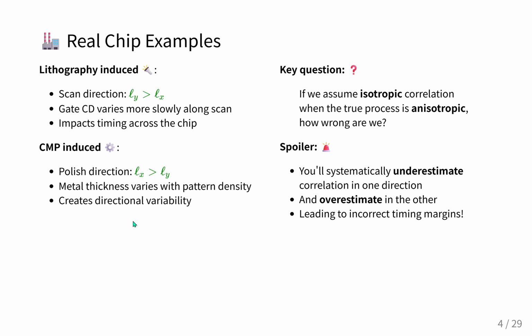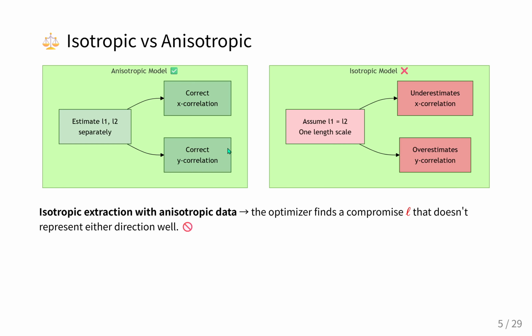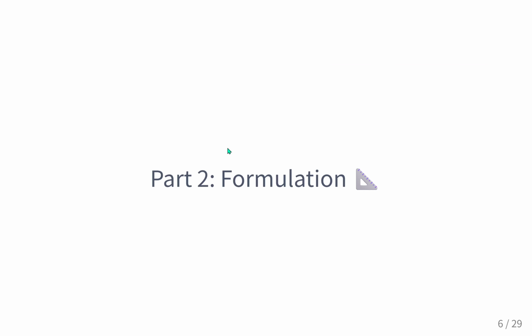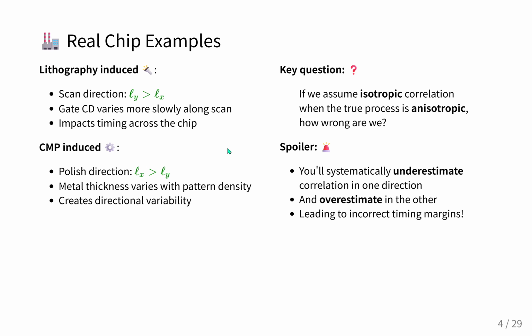Now that we understand these chips have a physical bias, like a longer correlation in the Y direction from the scanner and variability in the X direction from the polisher, we have to look at the models engineers use to design these chips. And the presentation gives us a major spoiler right up front. Engineers often use an optimizer model that assumes an isotropic, perfectly uniform correlation. They assume the chip is a perfect uniform square, even though the physical reality is a stretched out rectangle.